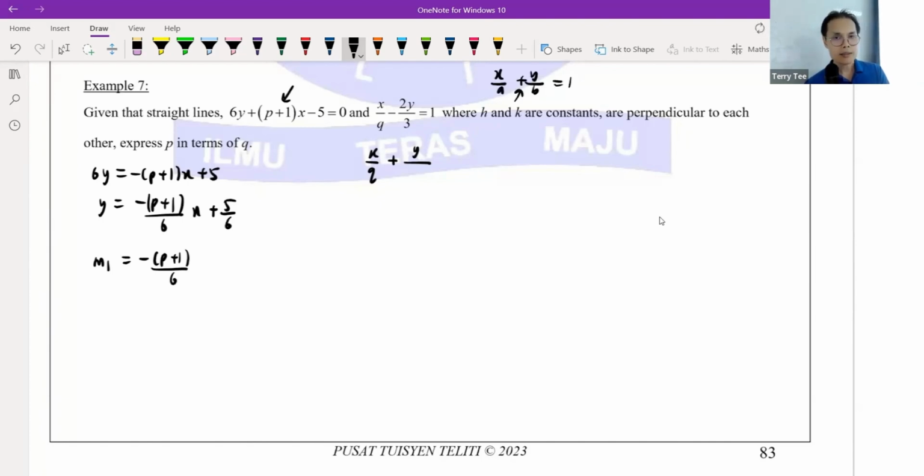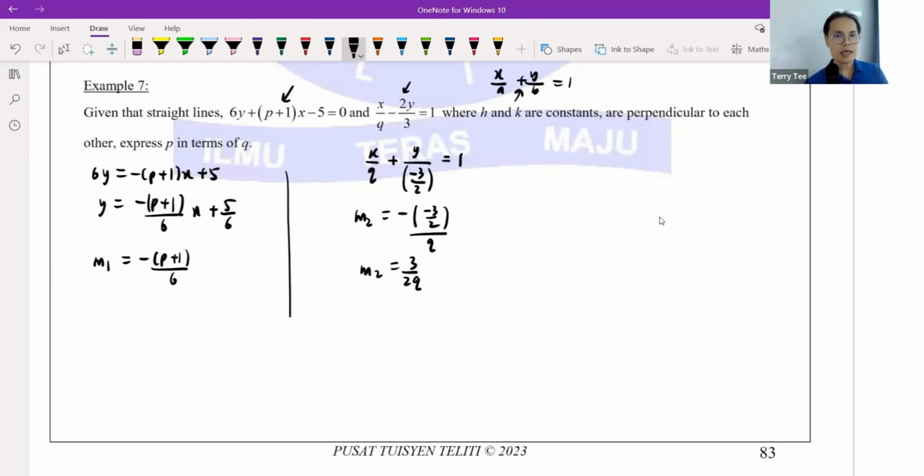So I change it to plus. So the negative sign I assign to 3. Number 2, the 2 on top, I bring it down. So it becomes negative 3 over 2. Your outcome is now 1. So my m2 is negative y-intercept over x-intercept. My m2 is 3 over 2q.